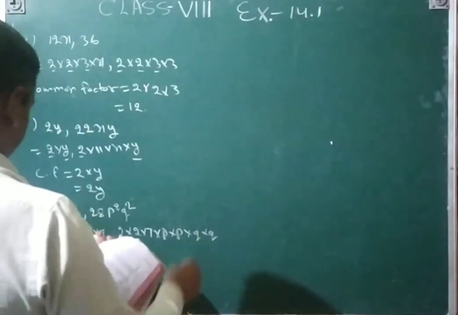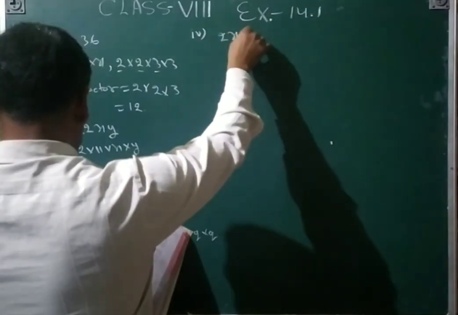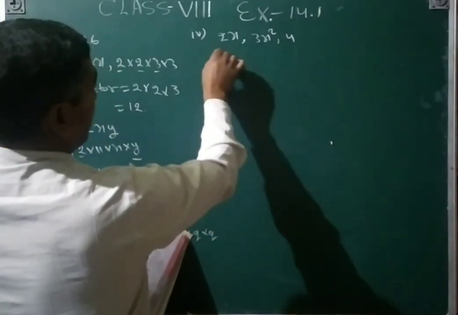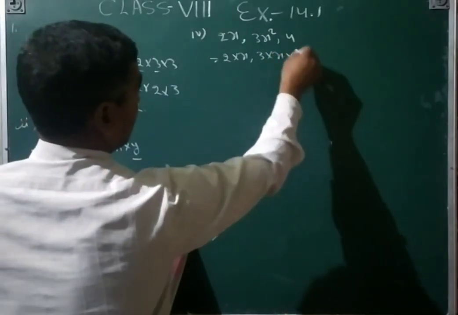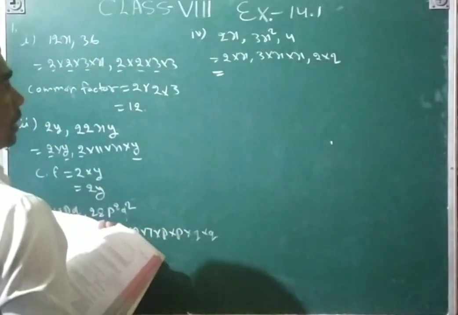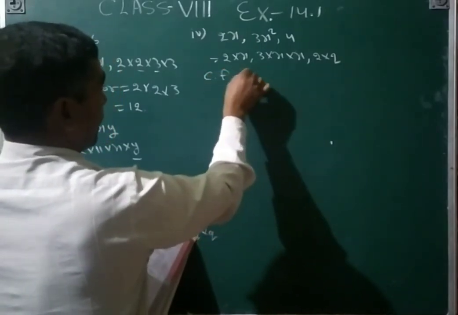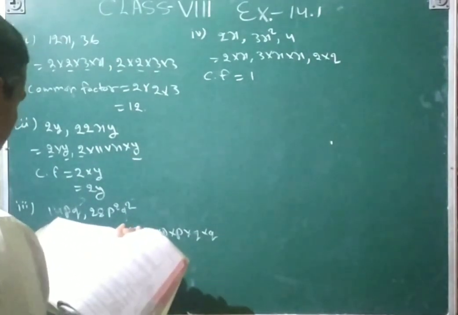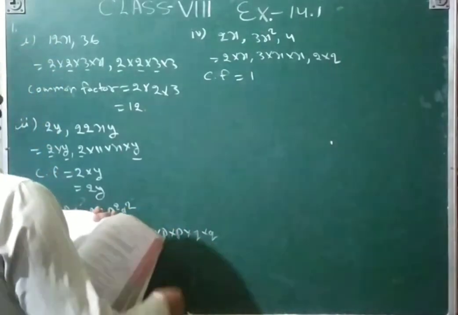The fourth part: 2x, comma, 3x square, comma, 4. So that is 2 into x, 3 into x into x, and then 2 into 2. Here you are looking, nothing is common. So what will be the common factor? The common factor is equal to 1. If there is no common factor, it becomes 1, because 1 is a number which can divide every number.